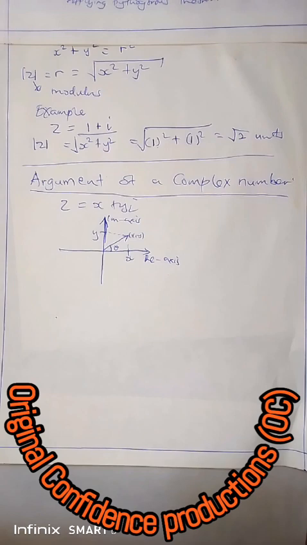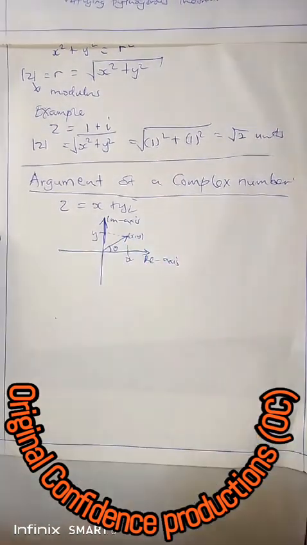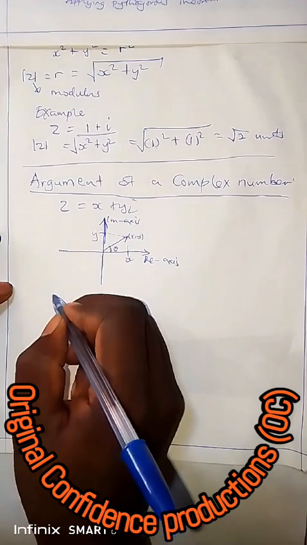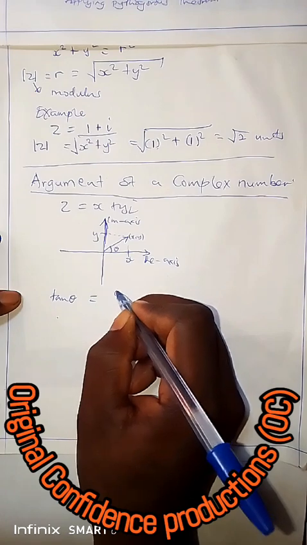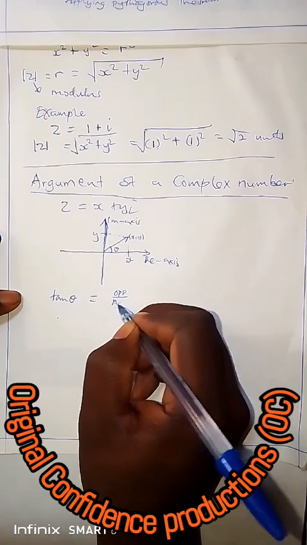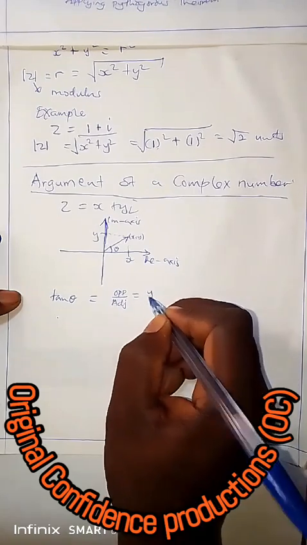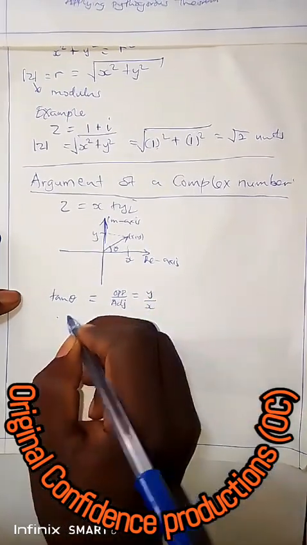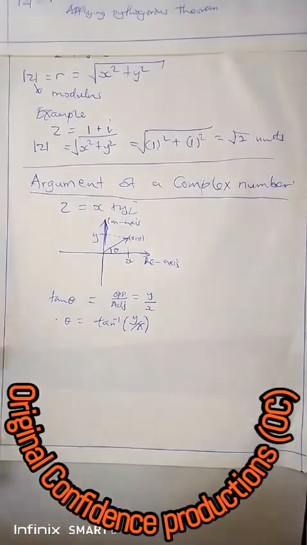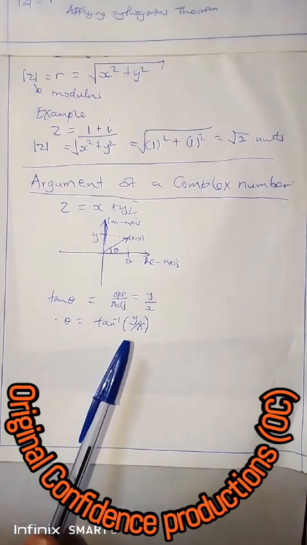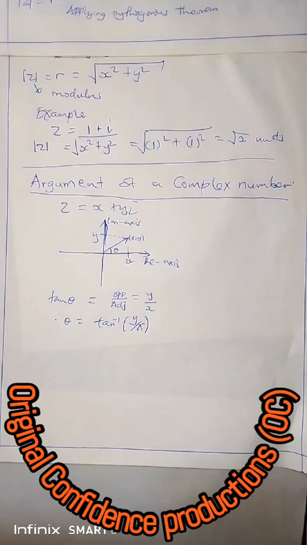At this level, we have what we call the principal argument. Here you come and you get this angle. You say that tan of theta equals the opposite over adjacent, of which our opposite is y over adjacent, which is x. So theta equals tan inverse, some people call it arc tan, of y over x. The angle you get here will not necessarily be the principal argument. For us, we are interested in the principal argument. And we always mention that the principal argument is unique.